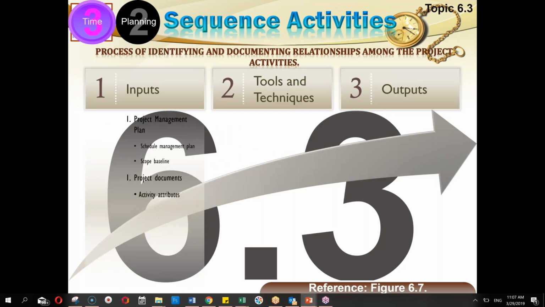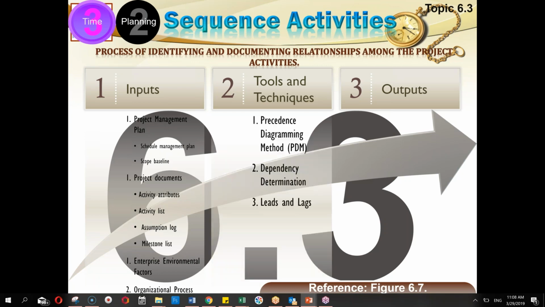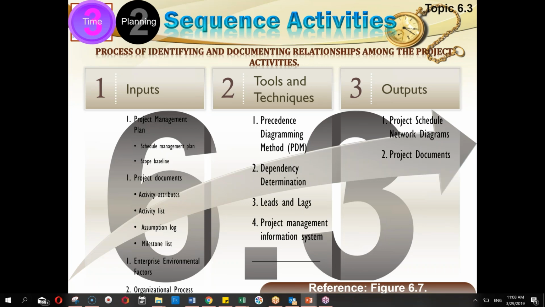The process itself takes the project management plan as input, in which we are naturally concerned about the schedule management plan and the scope management plan. The documents which are required here are the activity attributes, list, assumptions, milestones, etc., and enterprise environmental factors and process assets. The interesting part here is the tools and techniques. The tool which we are using is the precedence diagramming method, which is called PDM. There used to be another method which is now obsolete, called arrow diagramming method, ADM. We are not going to teach that because that is no more valid. But generally speaking, in arrow diagramming method, activities were shown as arrows. Here in precedence diagramming method, we will be showing activities as boxes or nodes.